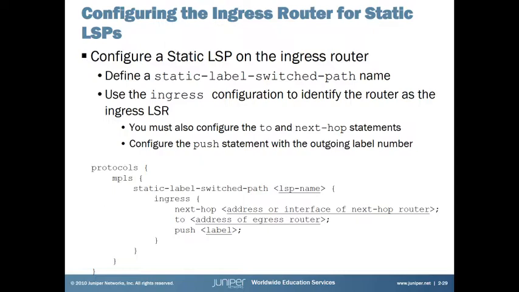Okay, so to configure a static label switch path, we're going to go under protocols mpls and give it a name, and then we're going to set this up. It's important to understand we're going to set this up on the ingress router. So we're naming the path, setting it up on the ingress router. We're going to specify the name of the LSP, the next hop router, and the last router, the egress router, the end of the path, and we're going to tell it what label value we're going to push onto that frame.